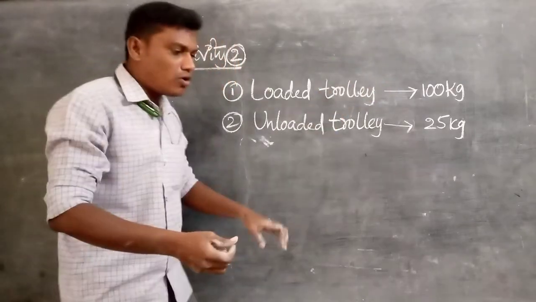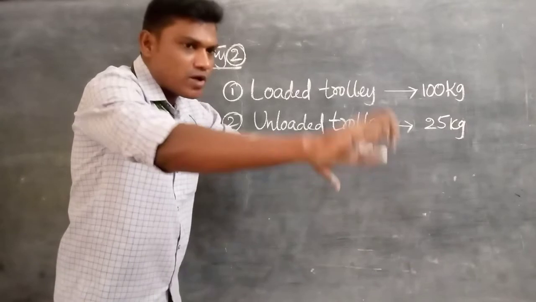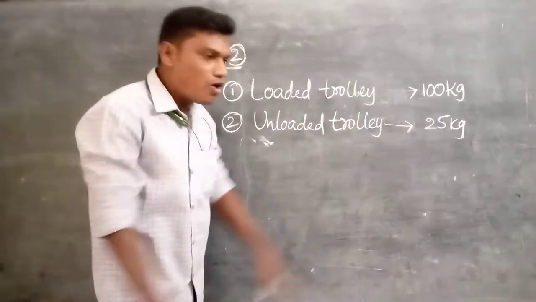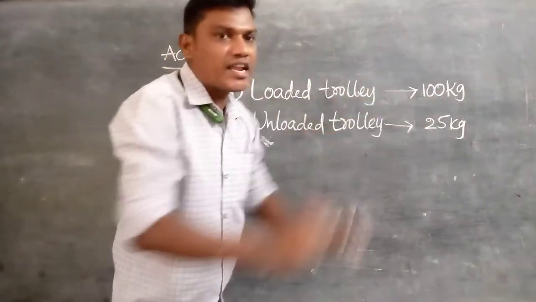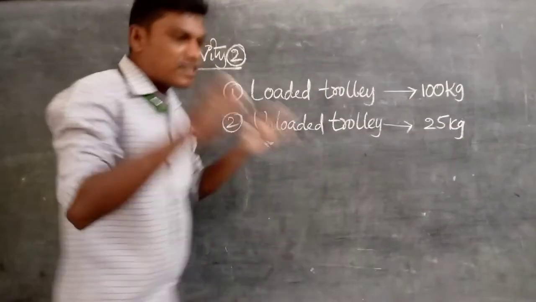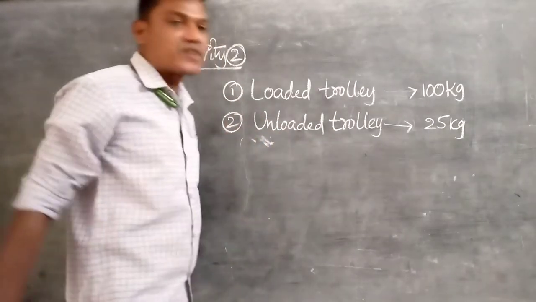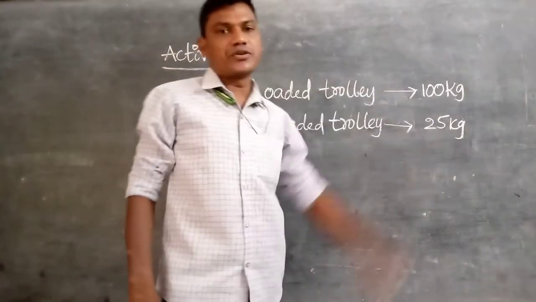So at one place the loaded trolley is there, and next to it the unloaded trolley is there. Now we try to push the unloaded trolley forward. It is easily set into motion. But with the same force applied on the loaded trolley, it is very difficult, hardly set into motion.